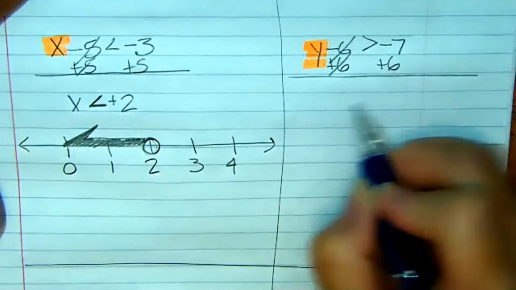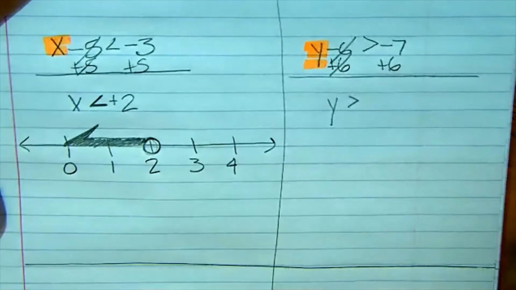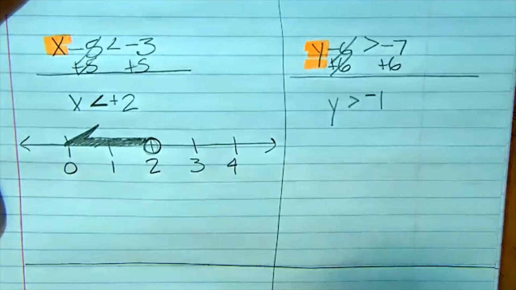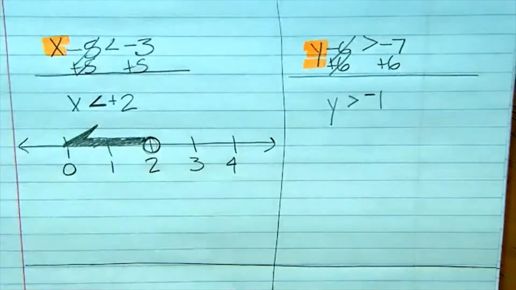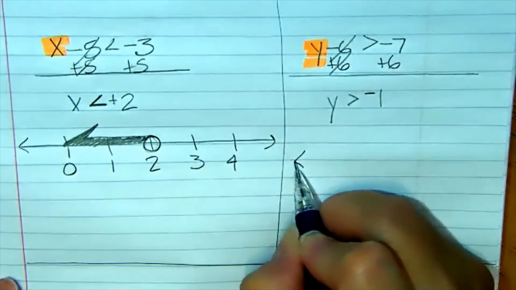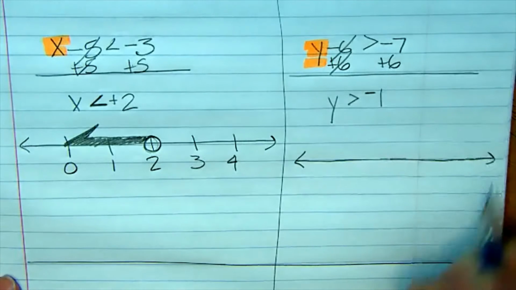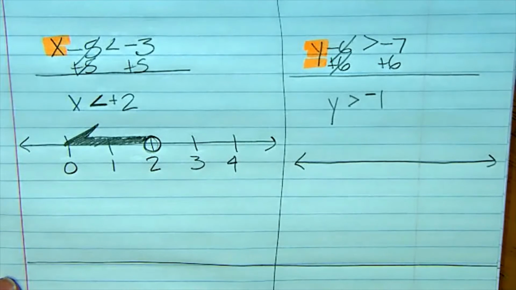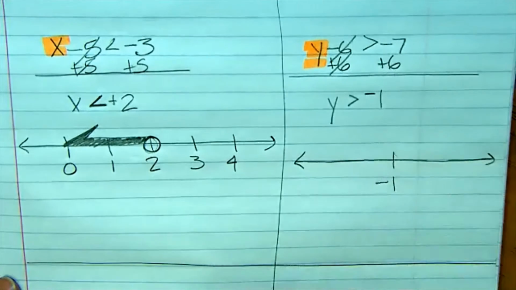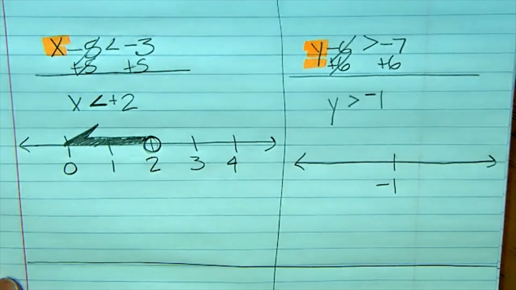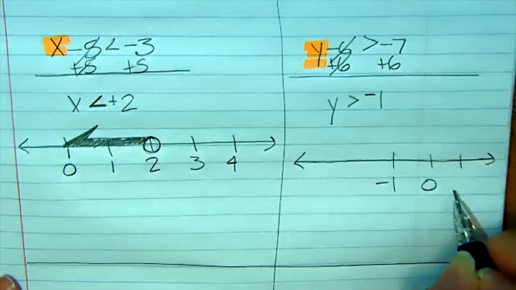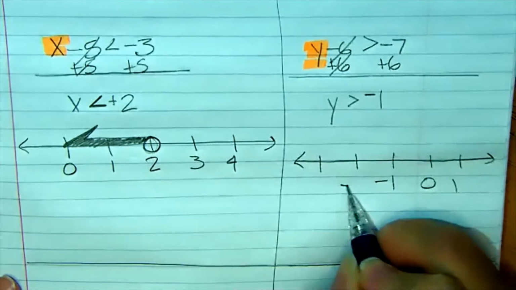So these guys cancel, and I'm left with y is greater than, I have a positive and a negative, so I'm going to subtract and keep the sign of my largest. So the solution is y is greater than negative 1. Awesome. Let's start with my number line. I'm going to put my target in the middle. And then 2 tick marks to the right and 2 tick marks to the left.